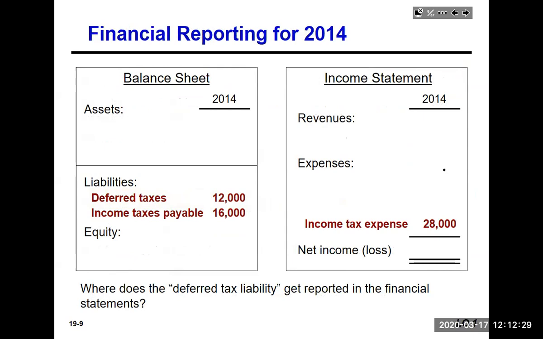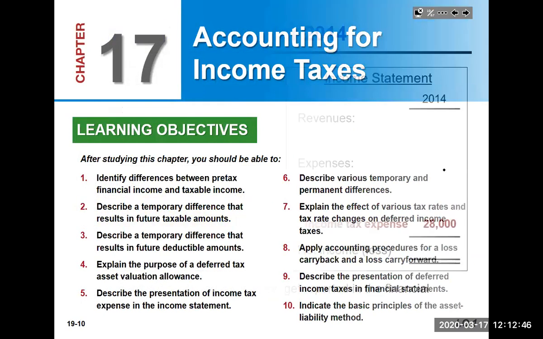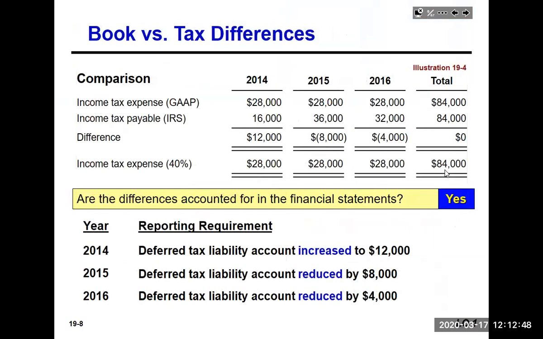All right, so what's that look like on my balance sheet for that first year? Well, I've got income tax payable, assuming I haven't paid it yet, of 16,000, and then I've got 12,000 of deferred taxes, deferred tax liability, and then my income tax expense, there's 28,000. Very straightforward, right? And you can see over time that deferred tax liability is going to be zero, right?